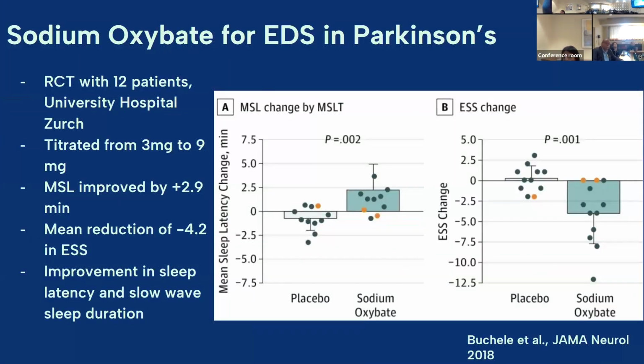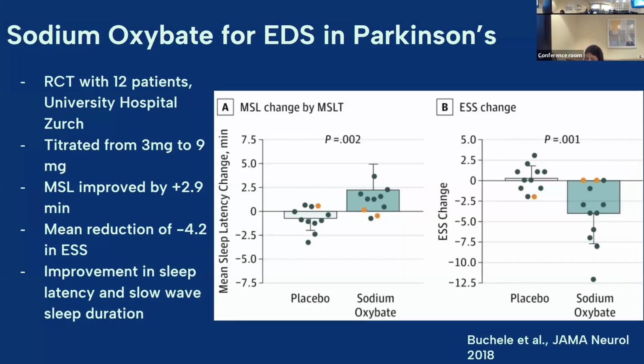And then sodium oxybate, I found this RCT with only 12 patients over at University Hospital in Zurich. They titrated the patients from 3 grams to 9 grams. They were taken at bedtime and then 2.5 to 4 hours later. Primary outcome measure was a change of objective excessive daytime sleepiness by MSL and MSLT. Secondary outcome was the Epworth Sleepiness Scale and sleep quality.